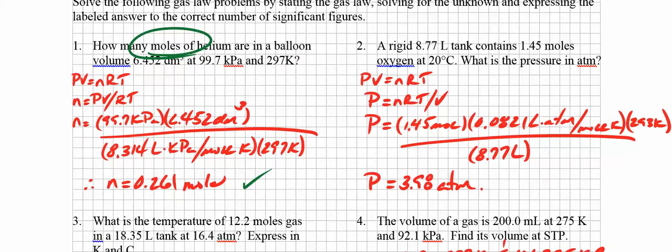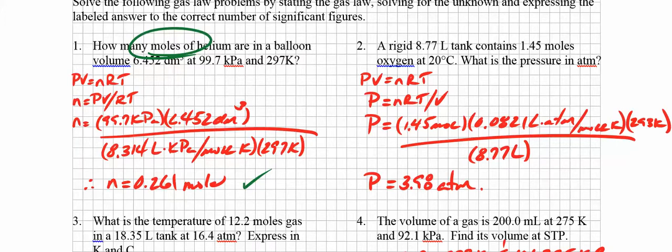Let's look at number 2. It says a rigid 8.77 liter tank contains 1.45 moles of oxygen at 20 degrees Celsius. What is the pressure in atmospheres? So again, nothing's changing, so we're going to use the ideal gas law. We have PV equals nRT. So pressure is equal to nRT divided by V. I'm just dividing both sides by volume. Now let me plug in: 1.45 moles times, this time, an R of 0.0821 liter atmospheres per mole per degree Kelvin.